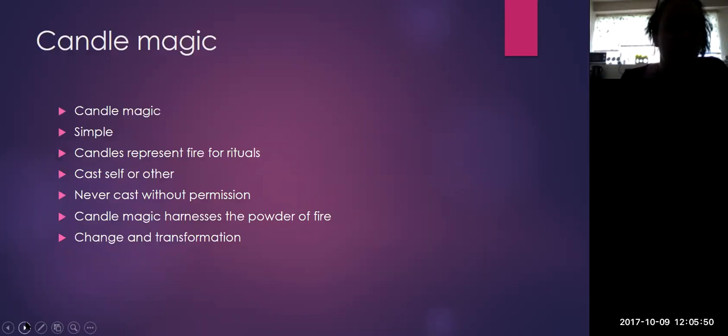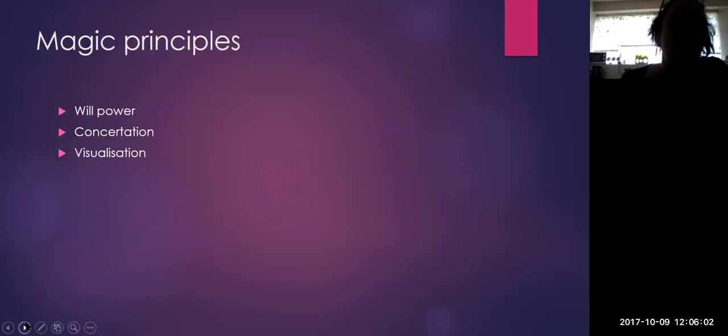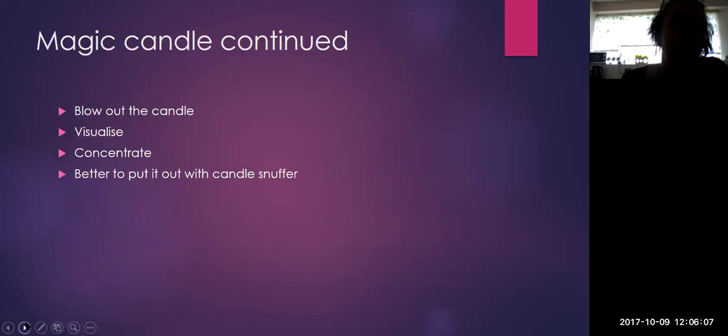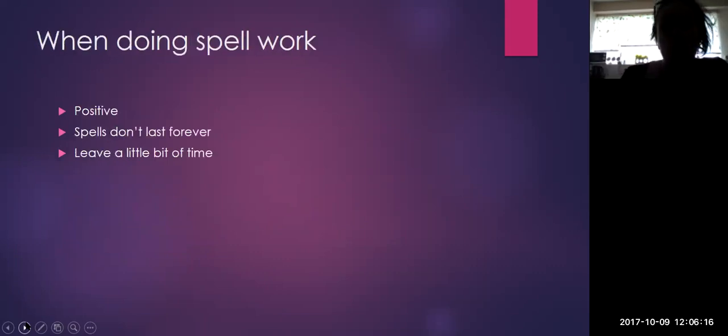Candle magic represents fire for rituals, obviously. You can cast it on yourself and others, and it harnesses the power of fire, which is obviously one of the strongest elements there are. The magical principles are willpower, connection, and visualization. So yeah, blowing out the candle, I don't advise blowing out the candle. I always say do that, much better. When you're doing the spell work, be positive. Spells don't last forever, so leave a bit of time between them to see if they do work. If they don't work, and the person says, look, I'm not happy with the work that I've had, offer a refund because it should work.